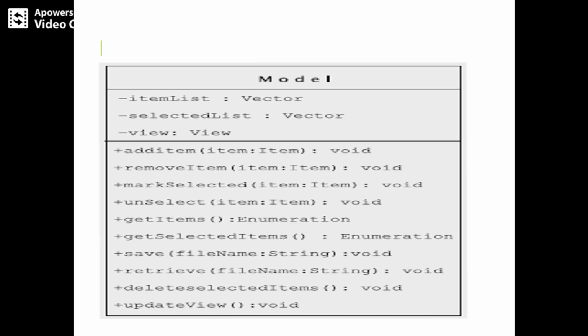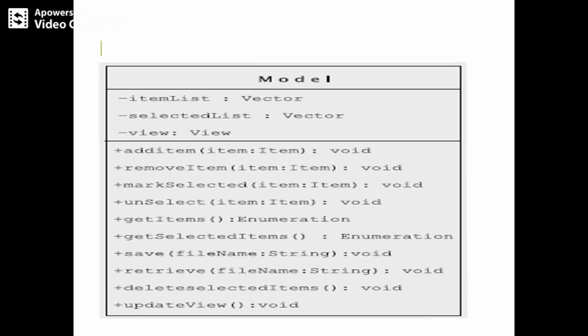At the top of the first row is the class name, Model, with item list, a vector, and selected list, also a vector, and view is the View. The respective operations are add item, where the item type return type is void. Remove item, return type void. Mark selected item, again void. Unselect item, and get items, which should return an enumeration, a list of items.